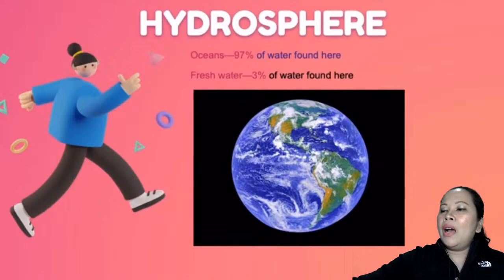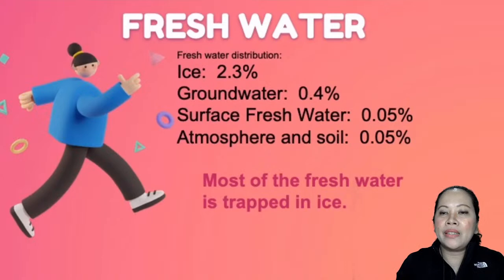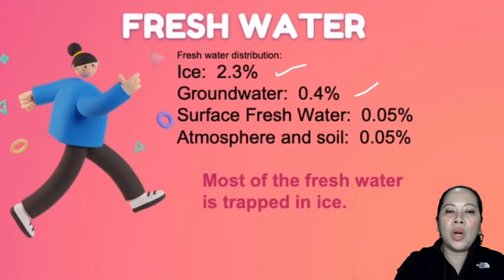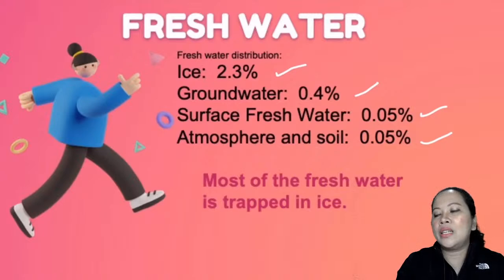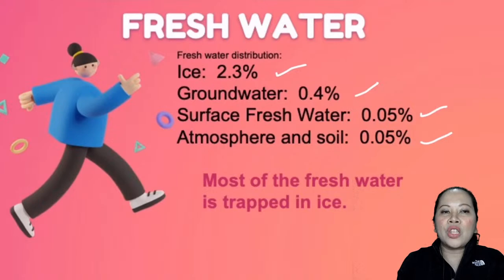Now, basically, when we say the 2.5 or 3% of our fresh water, it's distributed to this number accordingly. So ice is 2.3 out of the fresh water distribution. Our groundwater is 0.4. Our surface fresh water is 0.05. And atmosphere and soil water is 0.05. So basically, most of our fresh water is trapped in ice. So what are these bodies of water that are trapped in ice? For example, there are glaciers or ice caps. So it's mostly trapped in ice.